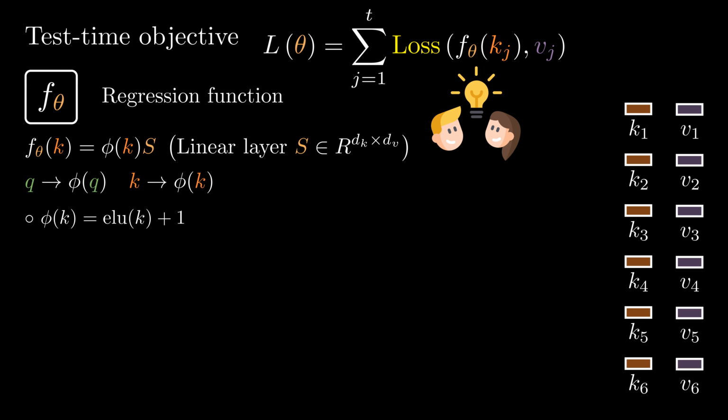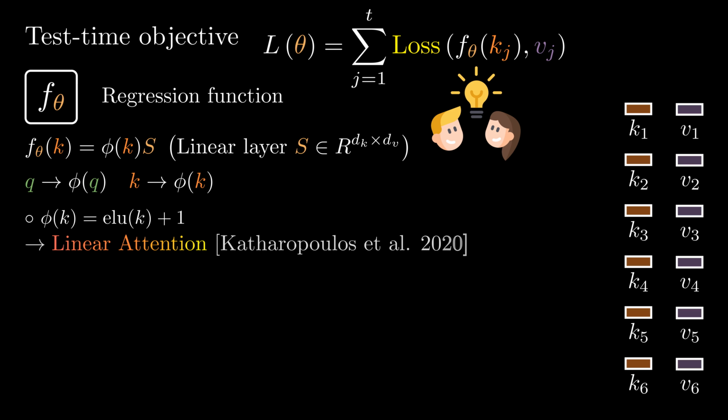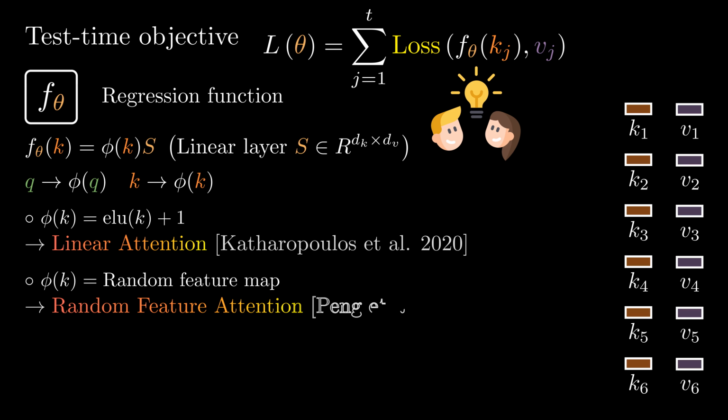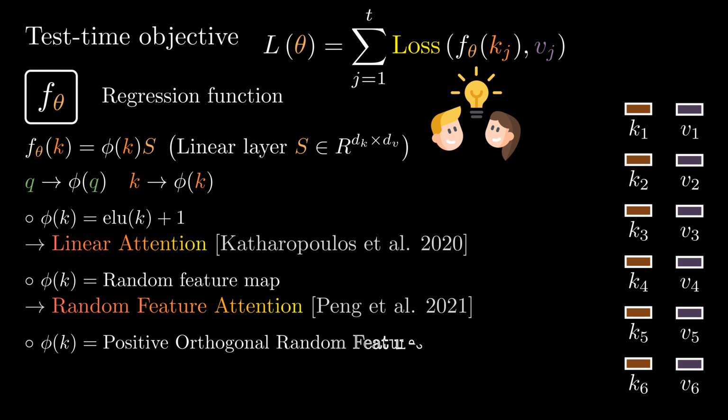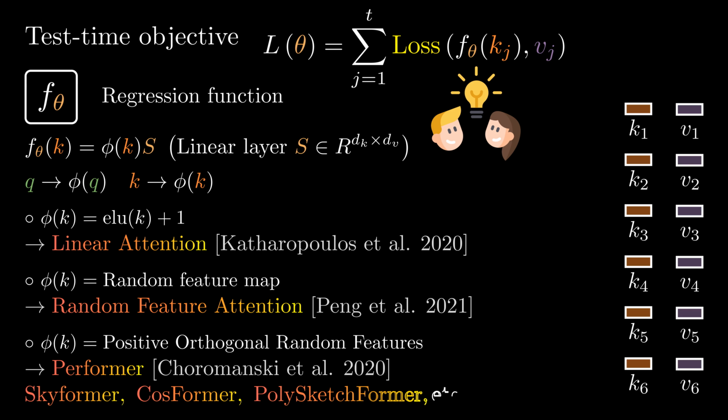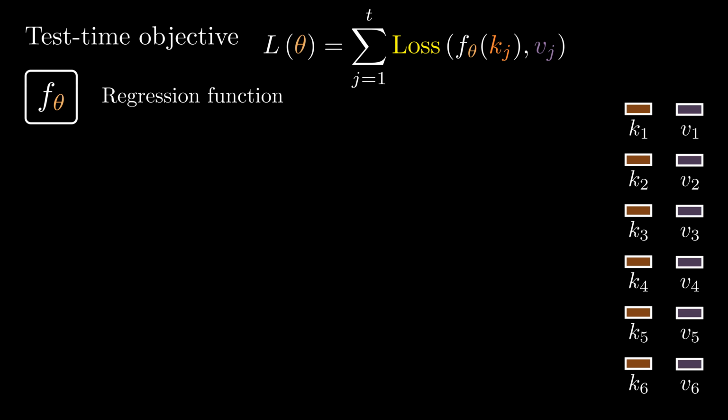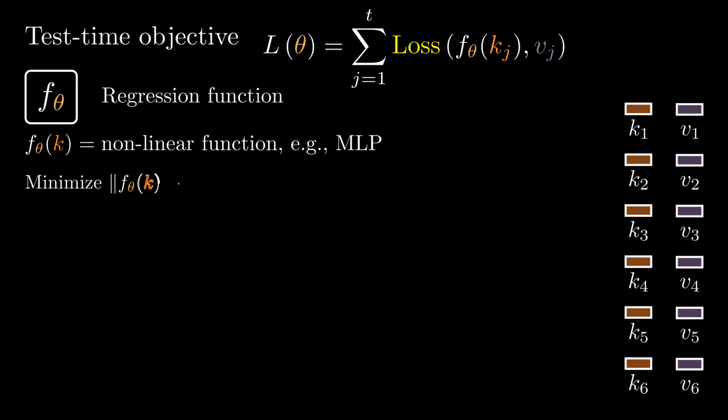One of the earlier attempts is to use this function to approximate the exponential kernel used in Softmax attention. Several other mappings are also explored, such as random feature maps, positive orthogonal random features, and so on. Here are some more examples. But instead of using a fixed, manually designed feature transformation, can we learn this transformation from data? This leads to the line of work of test-time training, TTT.